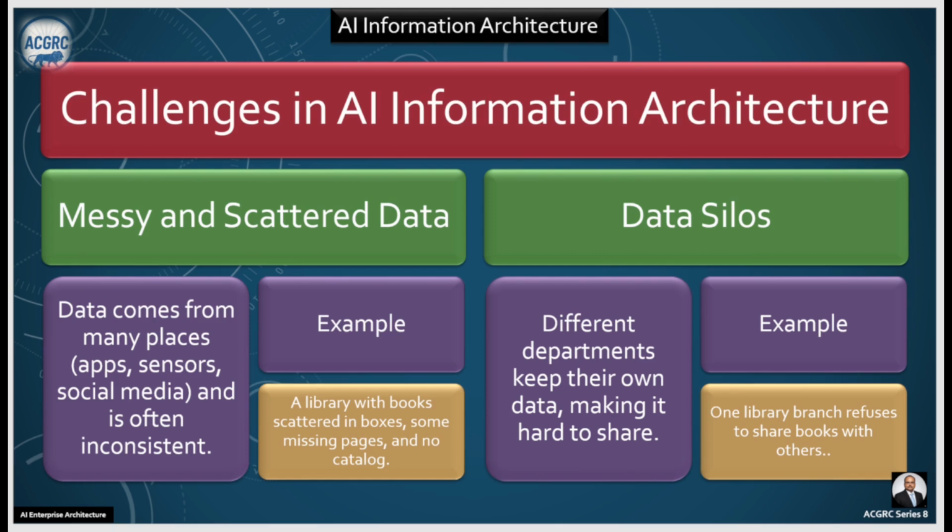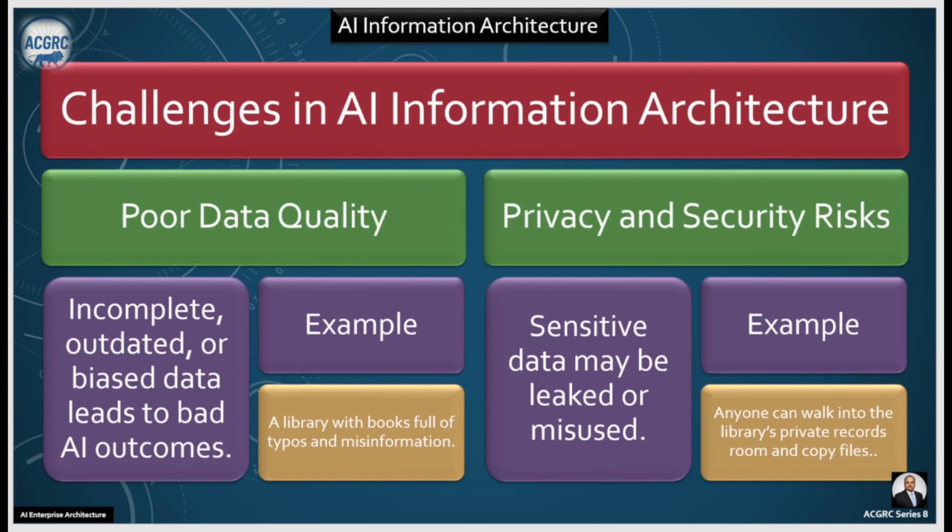Different departments keep their own data, making it hard to share. Does this ring a bell? Yes, this is a challenge today. Example, one library branch refuses to share the books with others. So that's the challenge of data silos. Incomplete, outdated, or biased data lead to bad AI outcome. That is a library with books full of typos and misinformation. That's poor data quality aspect.